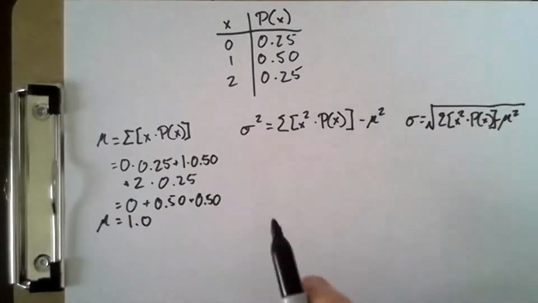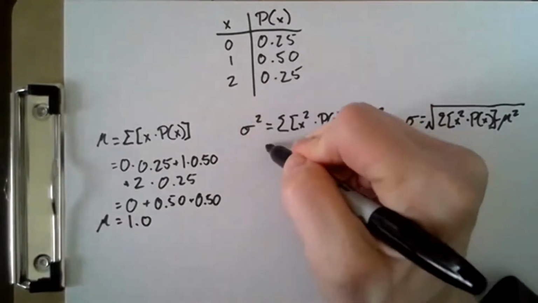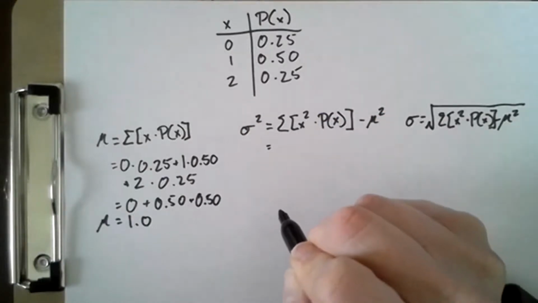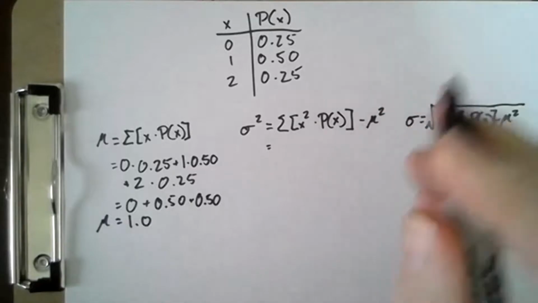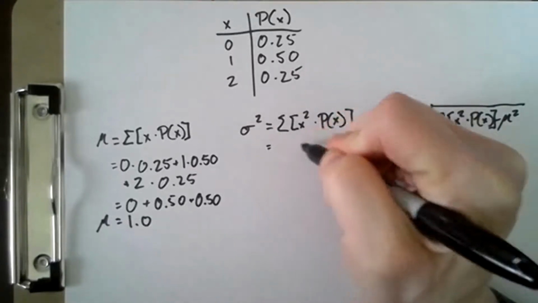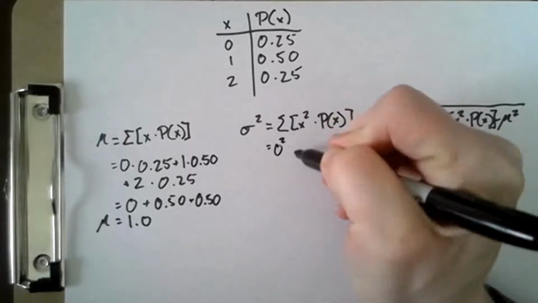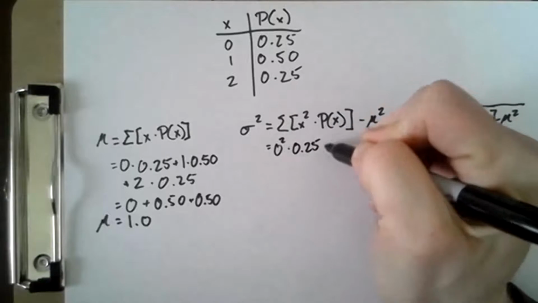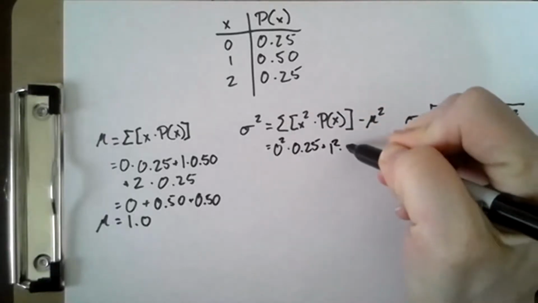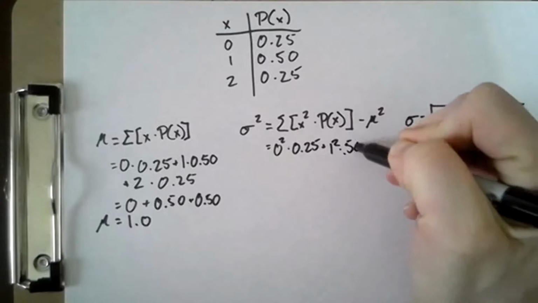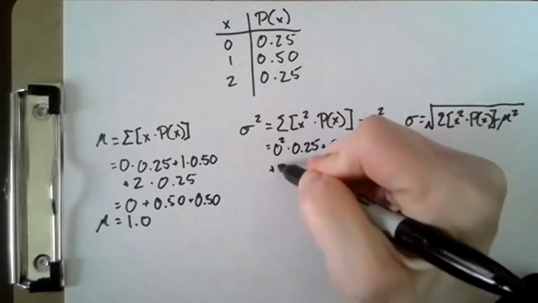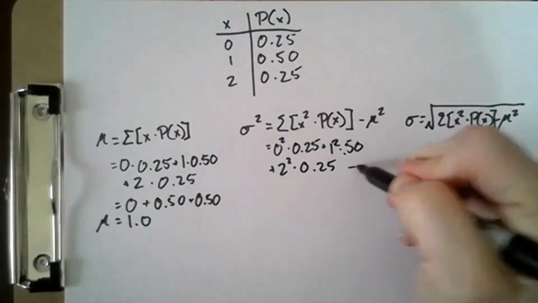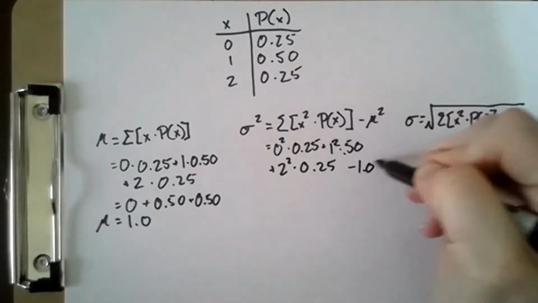Next, we look at the variance, which is given by the sum of the square of x times its probability minus the square of the mean. Well, here we get 0 squared times 0.25 plus 1 squared times 0.50 plus 2 squared times 0.25 minus 1.0 squared.